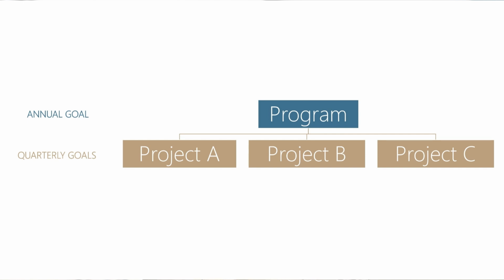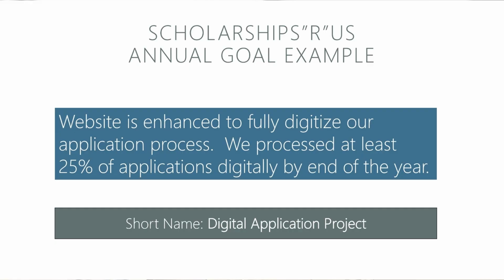These projects become quarterly goals. Continuing with our nonprofit example, we'll take one of the annual goals and break it down into quarterly goals. Let's assess this goal. Website is enhanced to fully digitize our application process. We processed at least 25% of applications digitally by end of the year. There is a lot that needs to be done to accomplish this, so let's break it down.